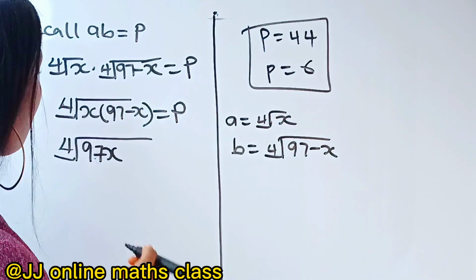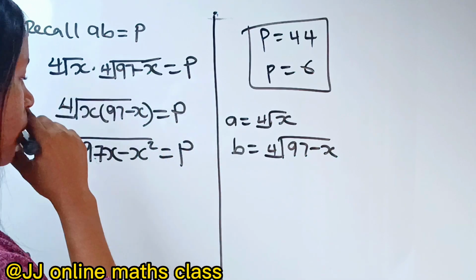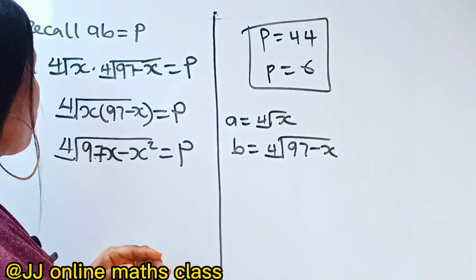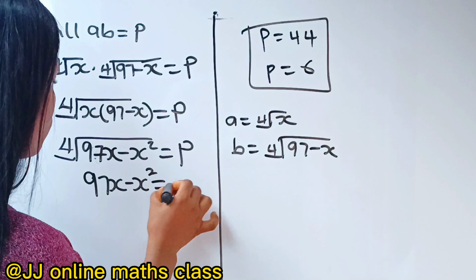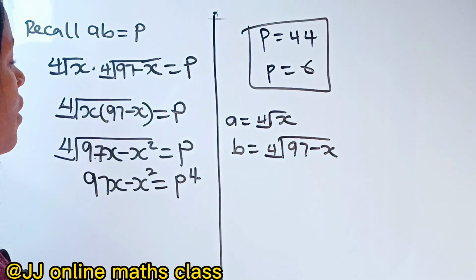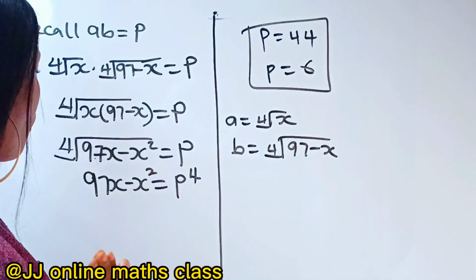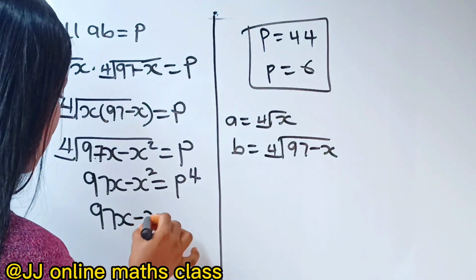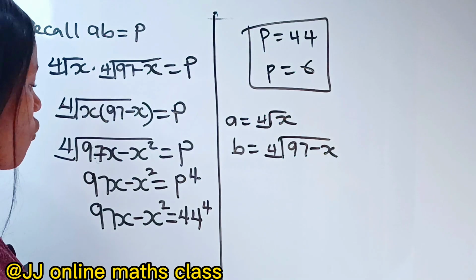97x. Okay, now x times minus x will give us minus x squared is equal to P. All right, let's raise each side to the power of 4. So we can now write that 97x minus x to the power of 2 is equal to P to the power of 4. Okay, now remember the values of our P, 44 and 6. So let's start with 44. Now we can say that 97x minus x squared is equal to 44 to the power of 4.